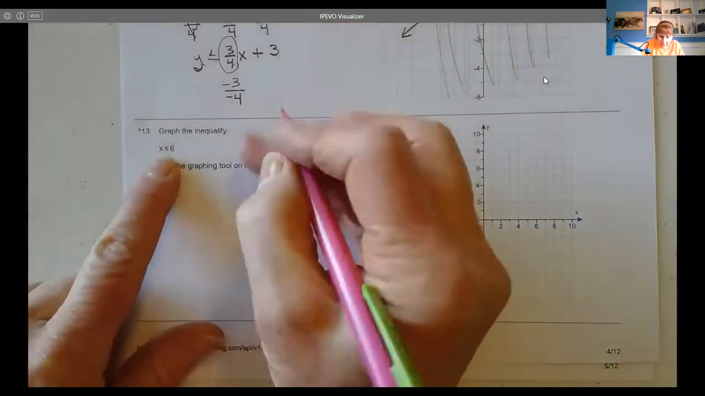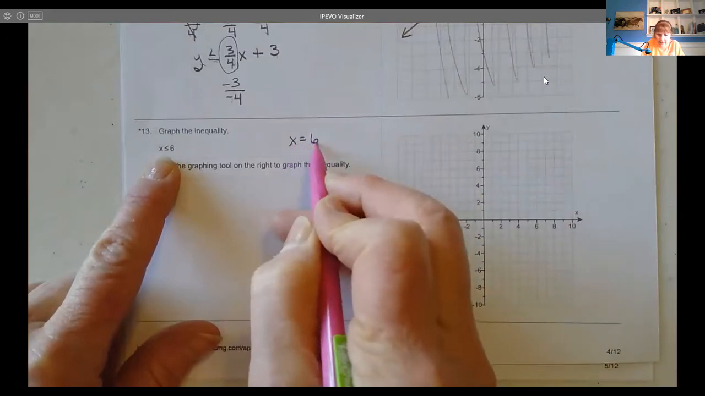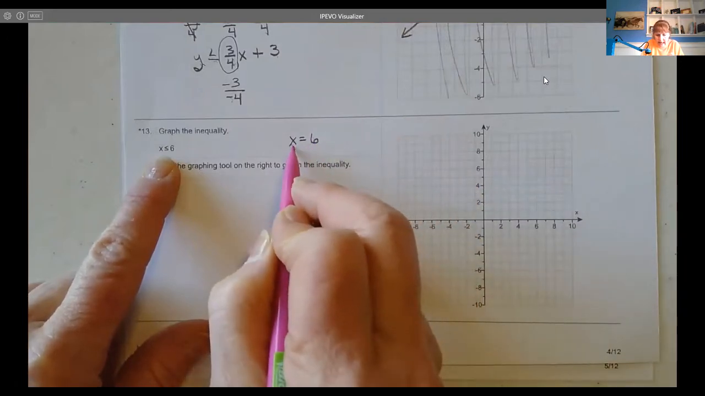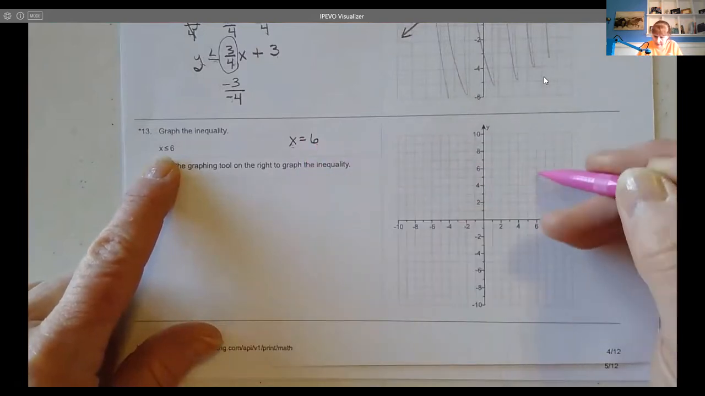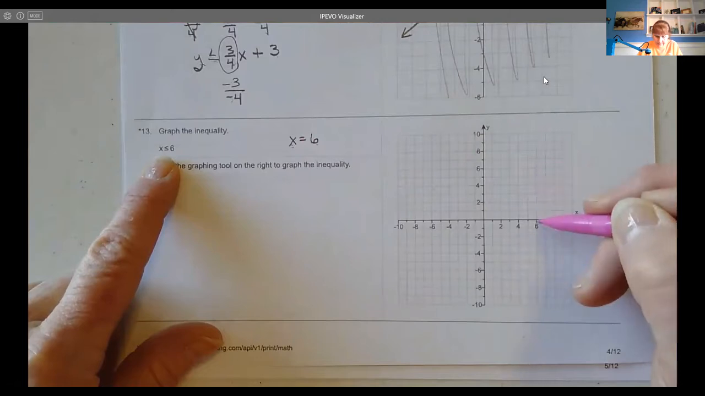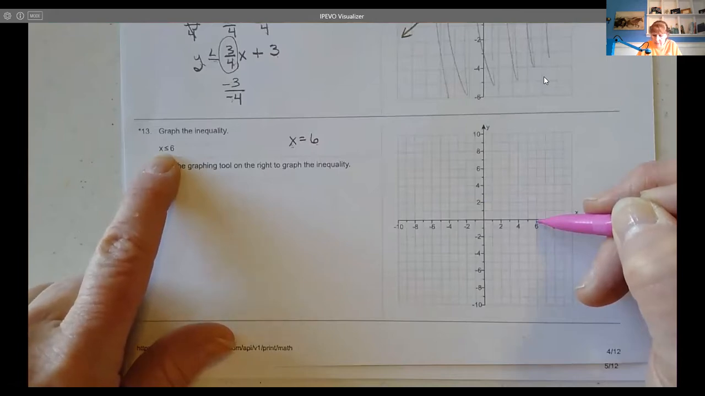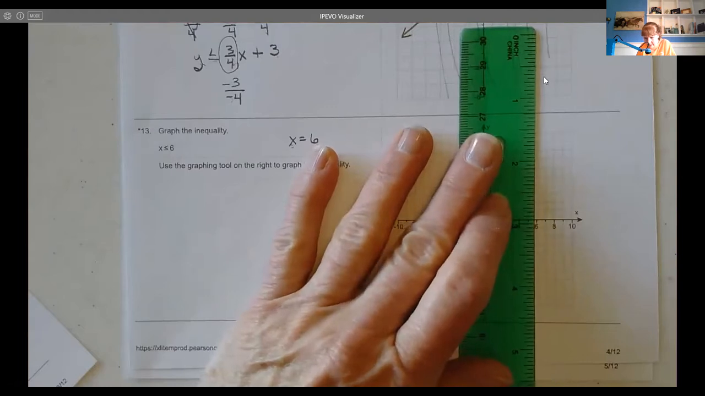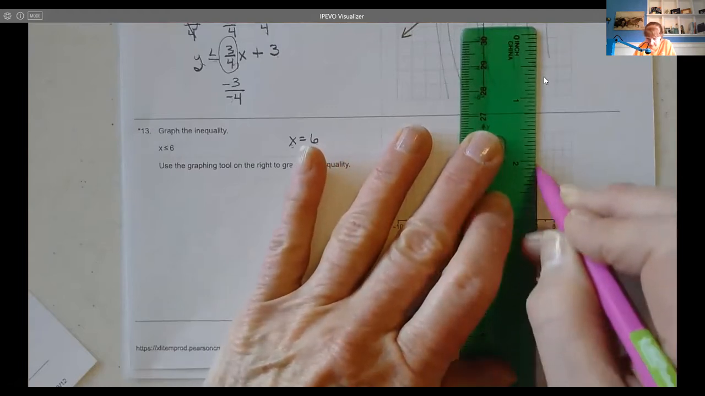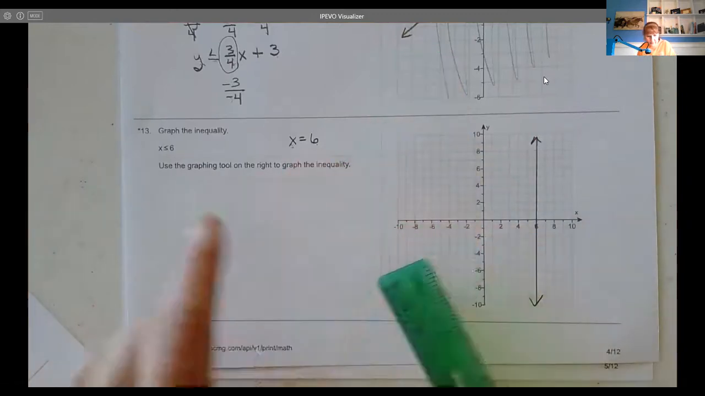Well, I know from our previous lessons that if I were to graph this, it's a vertical line. It's going to hit the x-axis at 6. So I'm going to have this vertical line at 6. It has an undefined slope. Now, is my line going to be dashed or solid? Well, because that bar is there, it will be a solid line through the 6. That means all the x's have to be 6. So that's that graph.